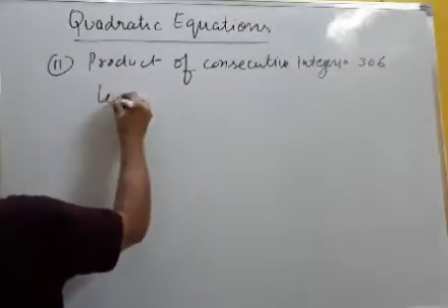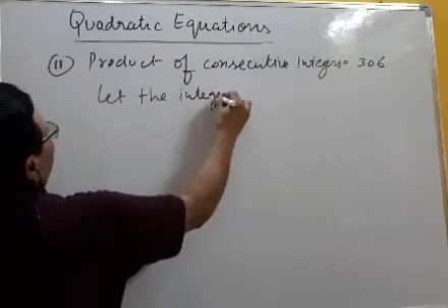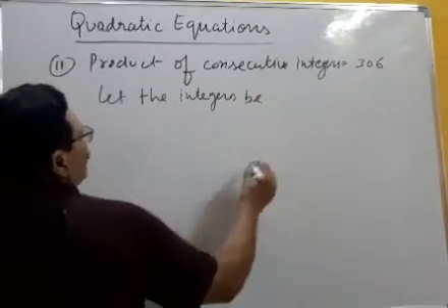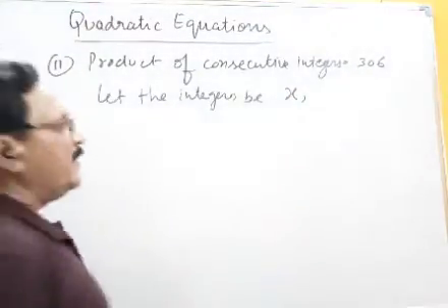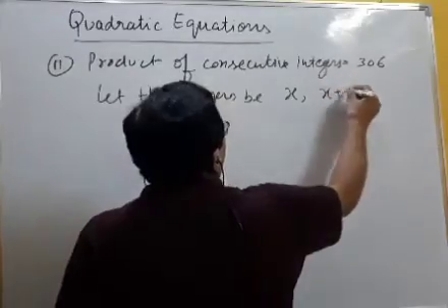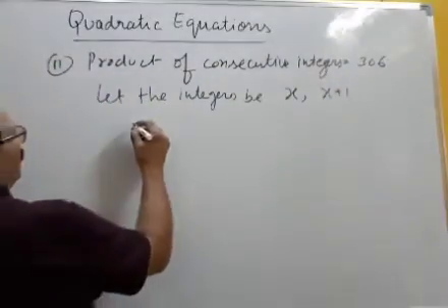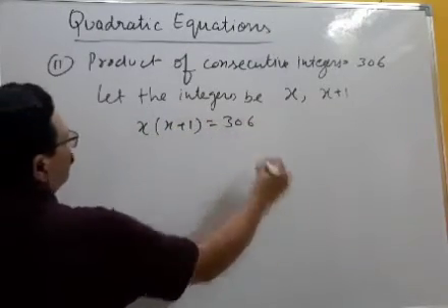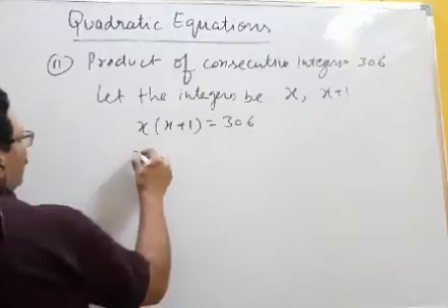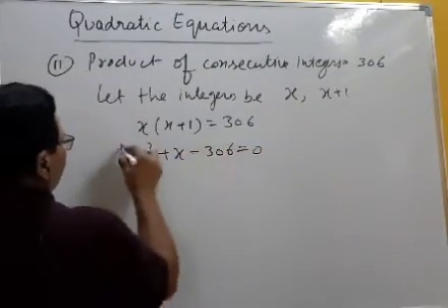Let the integers be, if the first one is x, the second one will be x plus 1. It is about the positive integers. Now simply you can write the product x(x plus 1) equal to 306. Finally you can write x square plus x minus 306 is equal to 0.